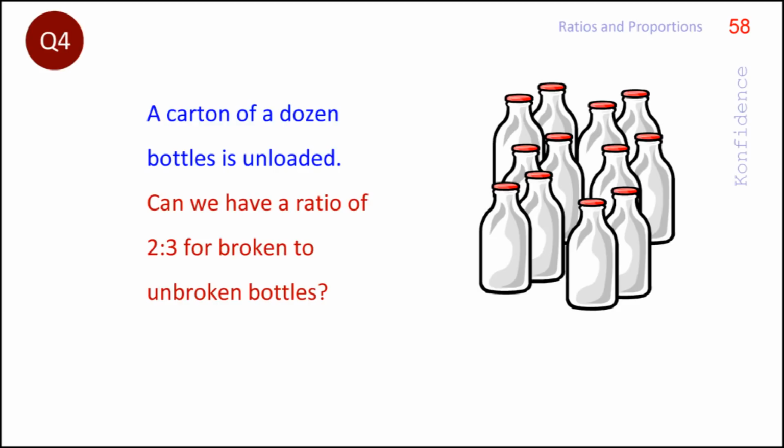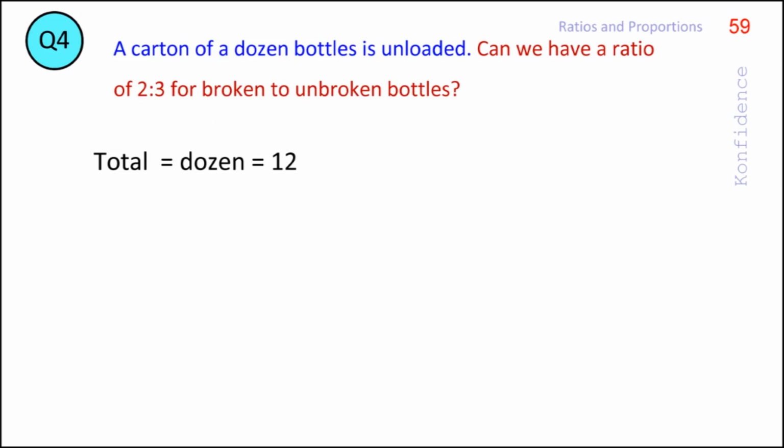Let us look at another example. A carton of a dozen bottles is unloaded. Can we have a ratio of 2 is to 3 for broken to unbroken bottles? Can we have? Let us work it out. Dozen means 12. Broken is to unbroken equals 2 is to 3, that is given. Total equals a dozen and that equals 12.